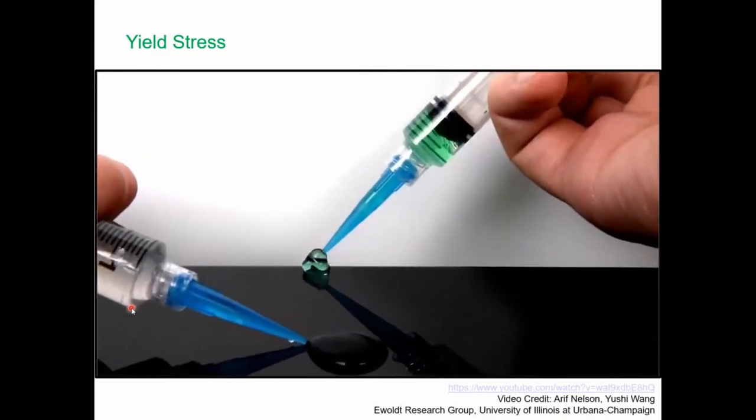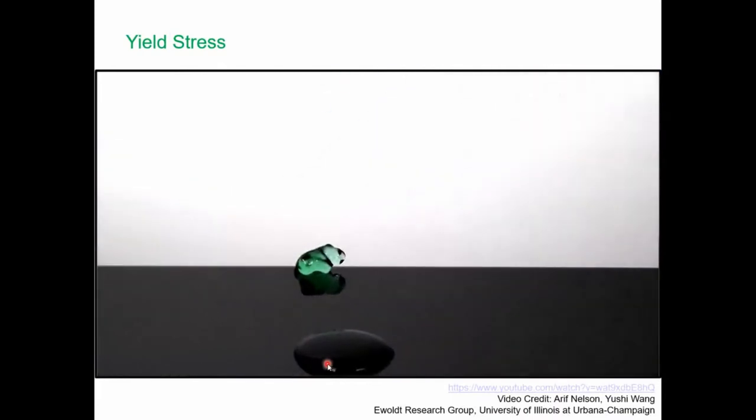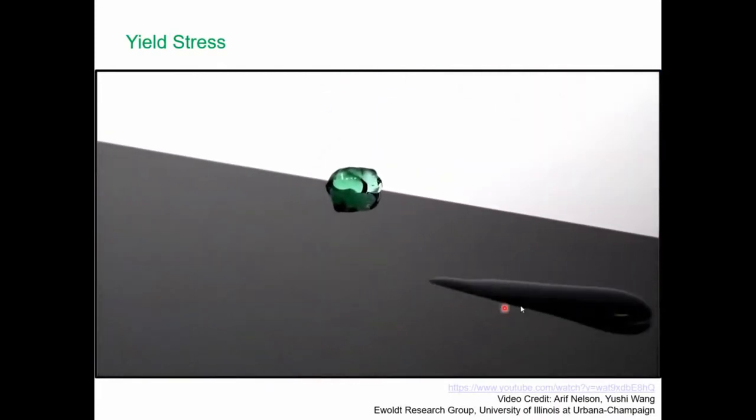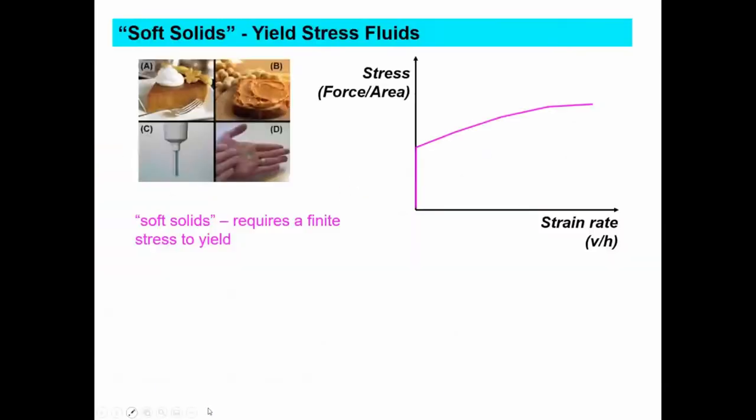Okay, so now here's another type of fluid. These are the yield stress fluids. You can see here that both of these fluids can, at high shear rates, have the same viscosity, but this one will flow and this one stays put. These are the so-called soft solids. So examples: this is whipped cream that you might get on your cake if you like. I think this is probably peanut butter.